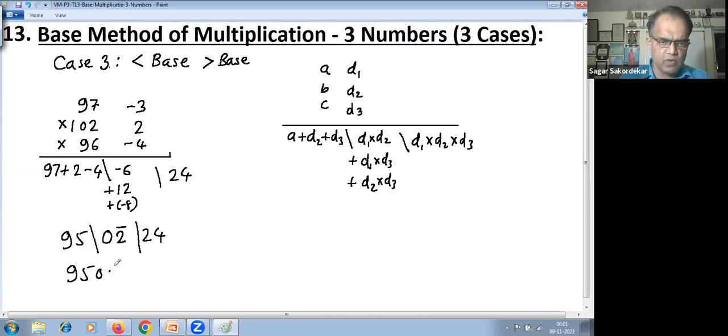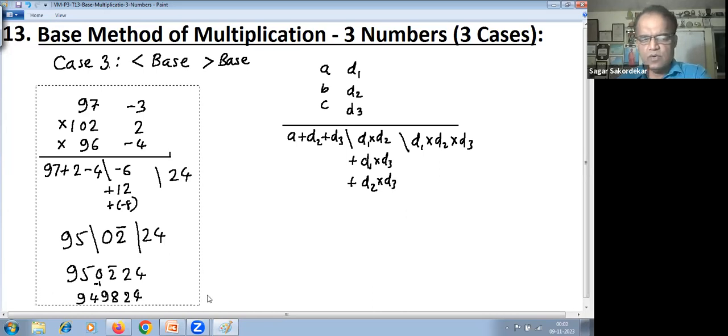950 bar 2, 24. So 4, 2, this is negative, take complement, reduce 1, this is minus 1, complement is 9, reduce 1, this is 4. 949824. Okay. So here, because there are two numbers less than base, this will be positive. Note that there are no changes in the steps. Steps remain same, whether it is case 1, case 2, or case 3.